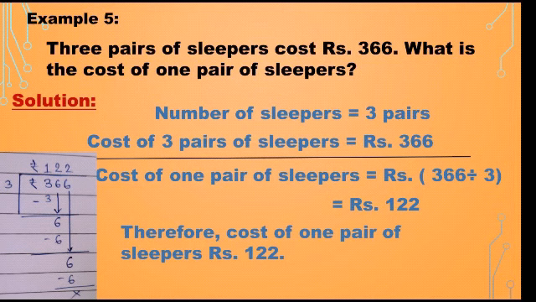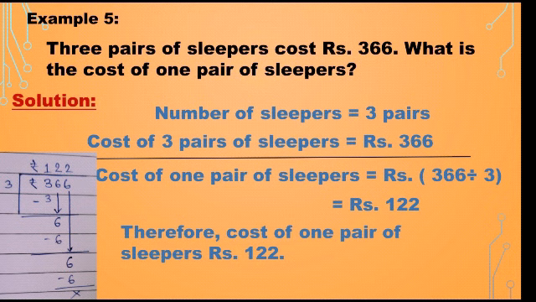Let us discuss our fifth example. In our fifth example, 3 pairs of slippers cost rupees 366. What is the cost of 1 pair of slippers? See, here it is given that 3 pairs of slippers cost, and we have to find out the cost of 1 pair of slippers. 1 pair means 2 shoes.